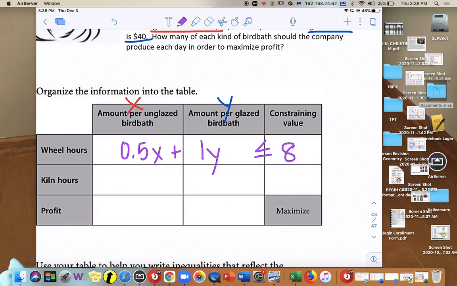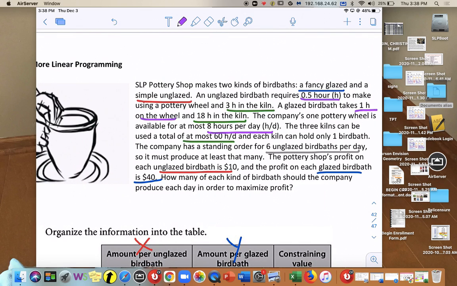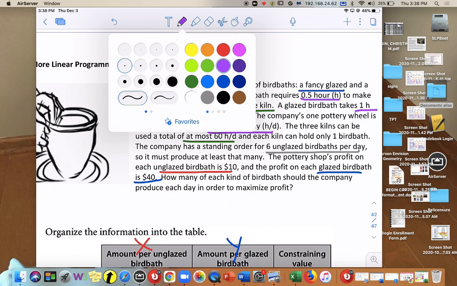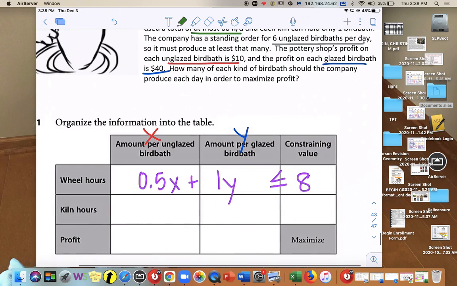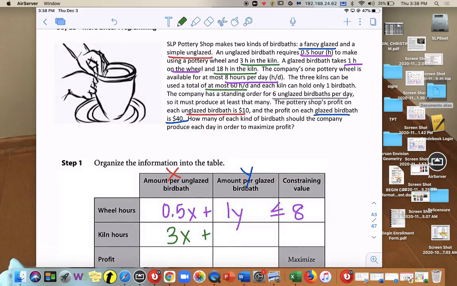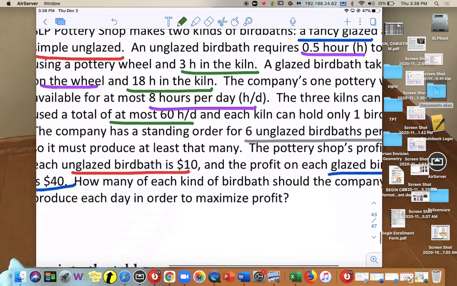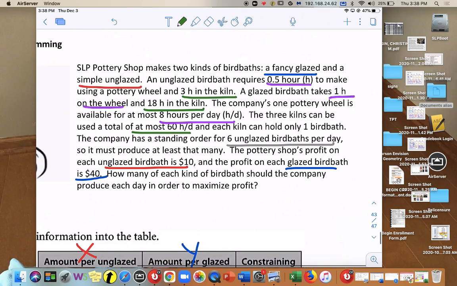All right, let's take a look at our second constraint, kiln hours. So the kiln is the oven they bake it at to set the glaze. And for the unglazed, it only takes 3 hours in the kiln. So 3 hours for every unglazed. For the glazed, it takes longer because of the paint, 18 hours. 18 for every glazed bird bath. And there are 3 kilns that can be used at most for 60 hours per day.